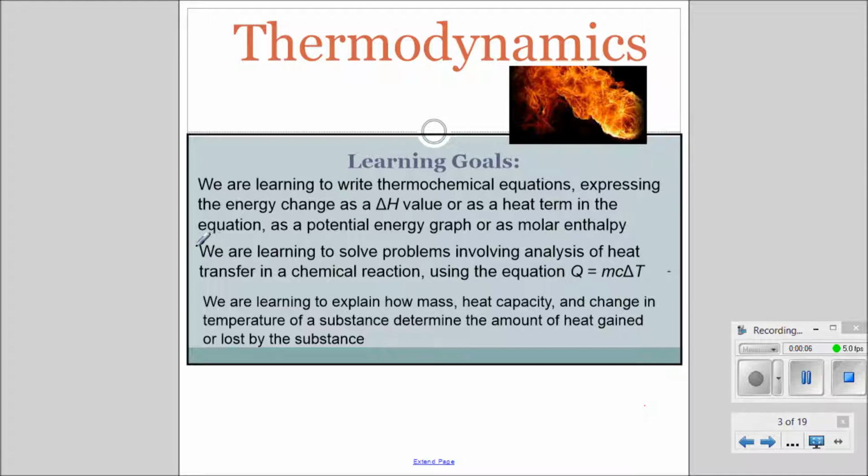Today, we're going to look at the same learning goals we were last time. Specifically, we're looking at how to solve problems using the Q equals MC delta T equation. We're going to add to this learning goal a little bit. What we're doing is we're learning how to calculate molar enthalpy, okay? So we will go through an example on how to find molar enthalpy using a calorimetry example.